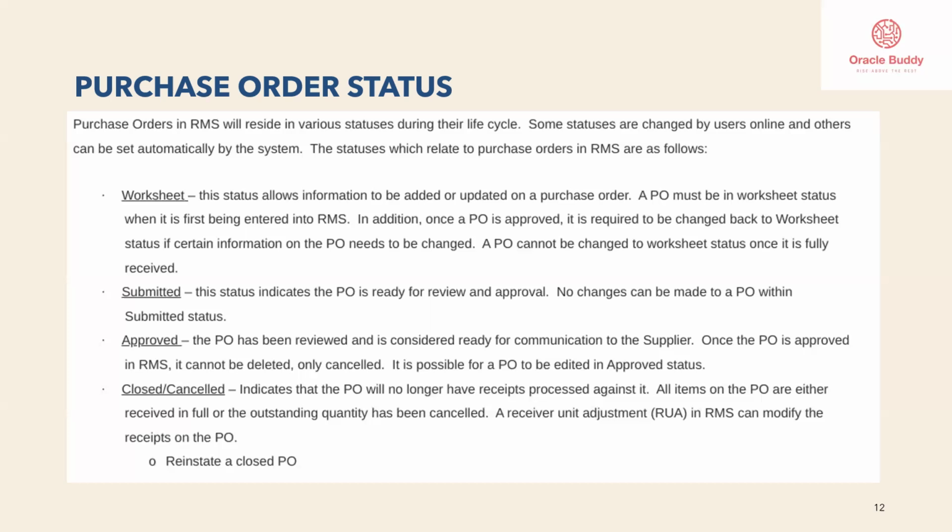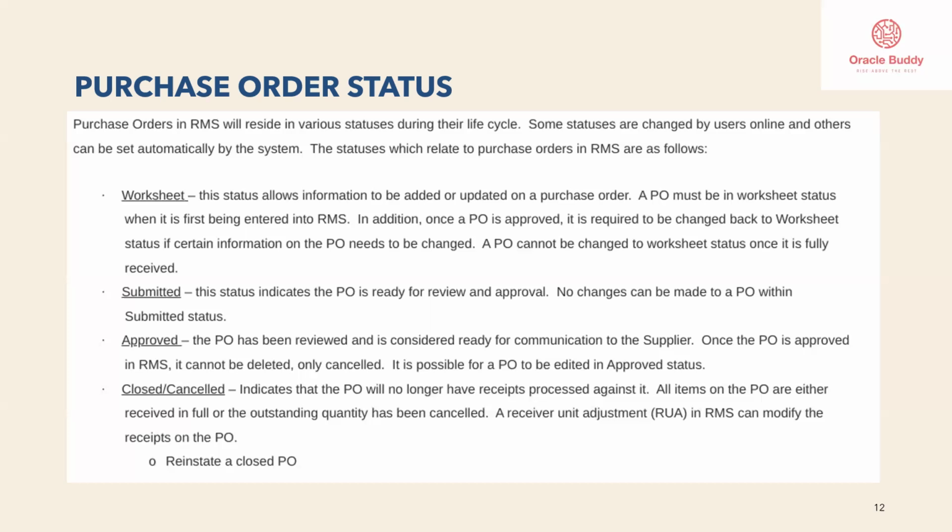Submitted. This status indicates the PO is ready for review and approval. No changes can be made to the PO in the submitted status. Approved. A PO has been reviewed and is considered ready for communication to the supplier. Once the PO is approved in RMS, it cannot be deleted, only cancelled. It is possible for a PO to be edited in approved status.